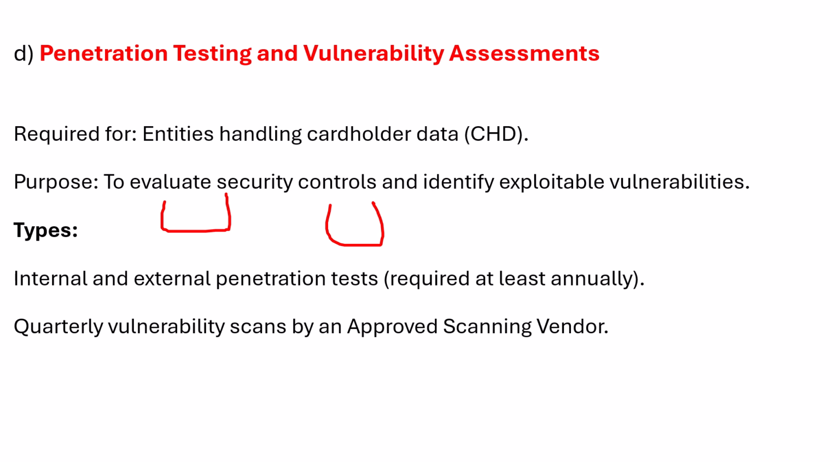What are the types? Internal and external penetration testing is required at least annually, and quarterly vulnerability scans by an approved scanning vendor. So this is the criteria. The vendor has to provide internal and external penetration tests. This is required at least on an annual basis, and quarterly vulnerability scans need to be done. Quarterly is good if you have it, but at least on an annual basis scanning would be required.